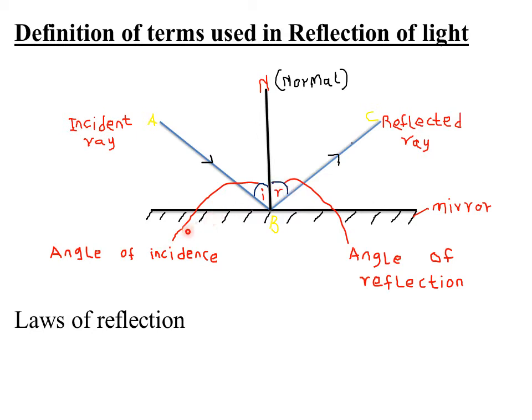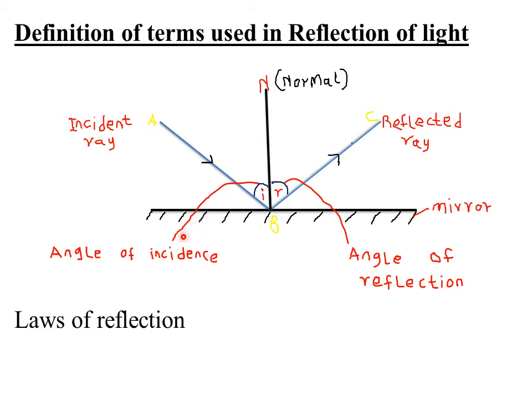That means that if we measure the angle of incidence here and find it to be something like 20 degrees, then the angle of reflection will also be 20 degrees. So if you are asked to state the first law of reflection, you simply say that the first law of reflection states that the angle of incidence is equal to the angle of reflection.